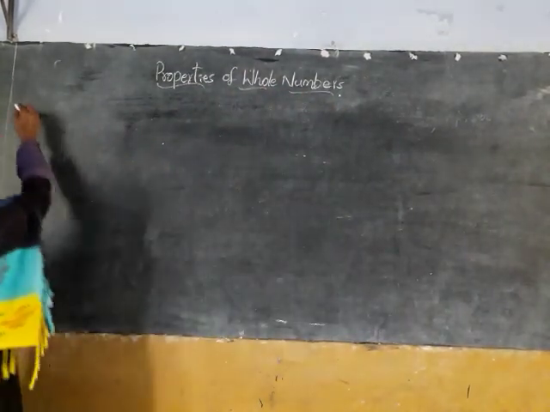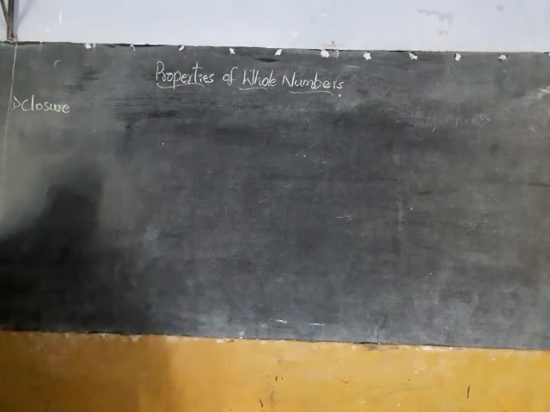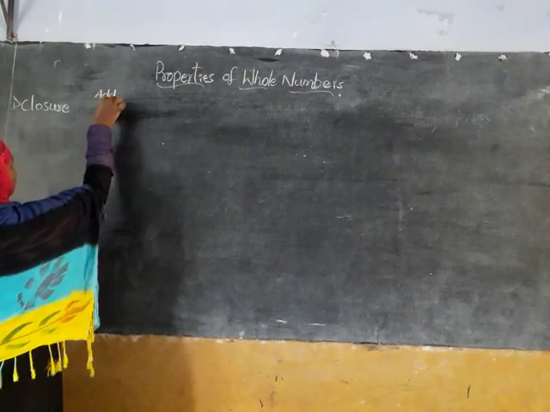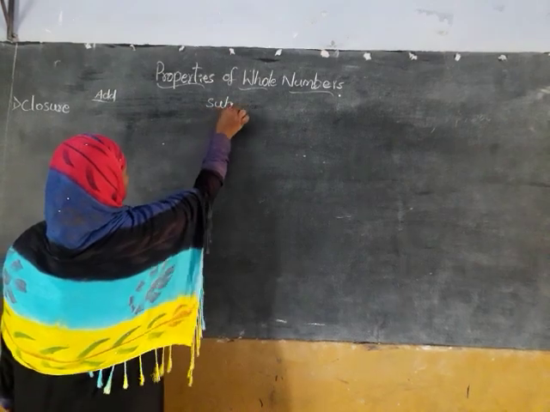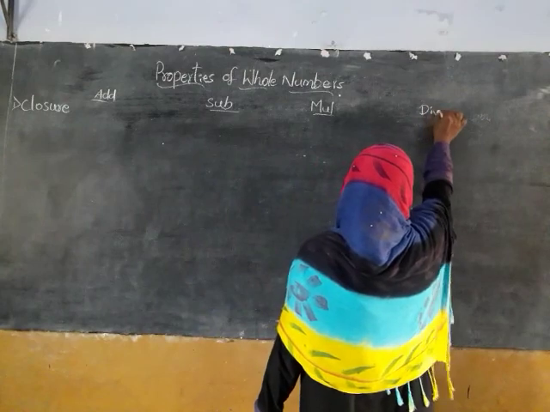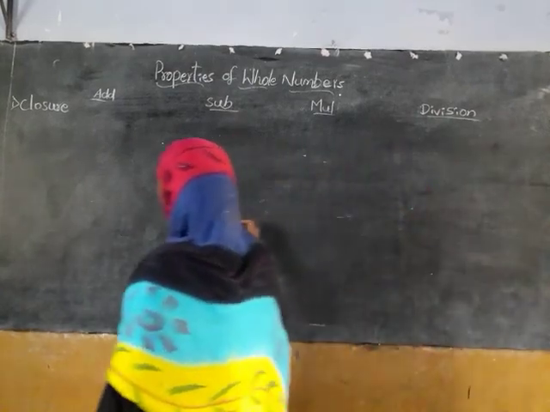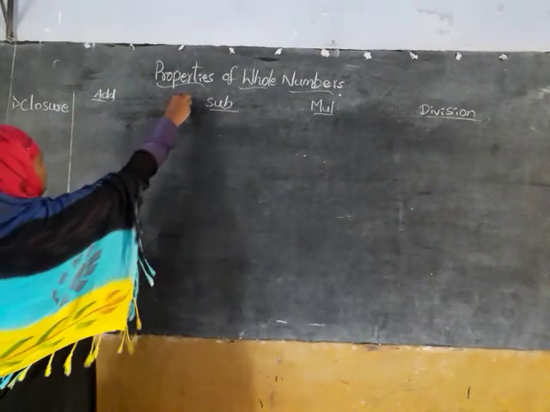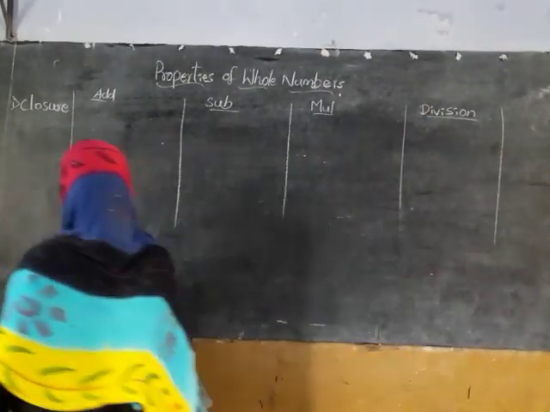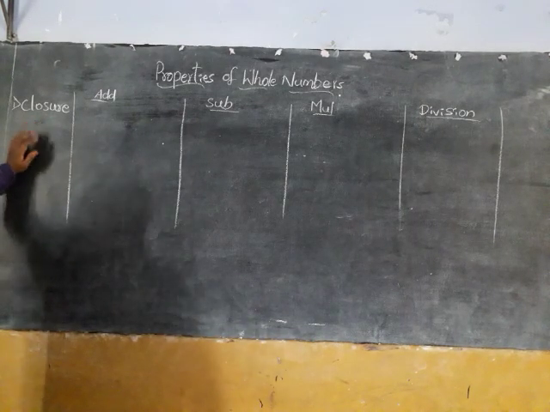The first one is closure property. Whether it is satisfied under addition, subtraction, multiplication, and division. So the first property is closure property. Let me show how this property is satisfied with some examples.